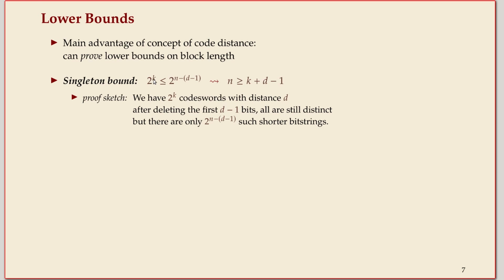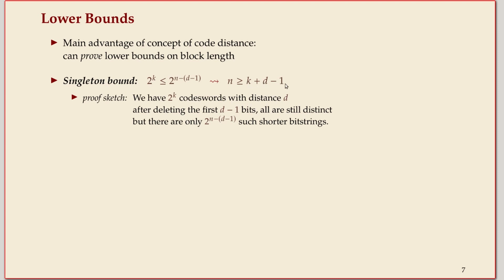And it says that 2 to the k, which is the number of code words, has to be at most 2 to the n minus d minus 1. So if you're given the distance and the length of the codes and the length of the message, you can figure out how those relate to each other. And Singleton proved that this is always the case. And you can rewrite this equation as you have to choose your block length to at least k plus d minus 1.